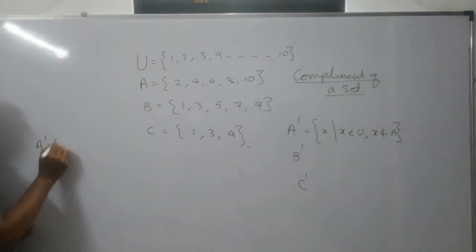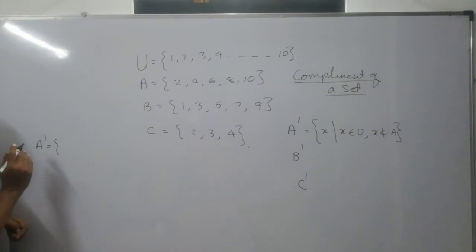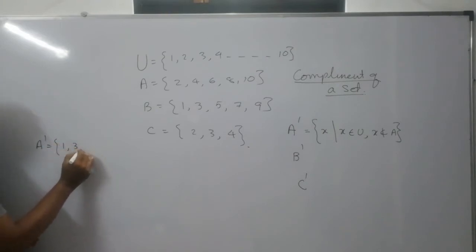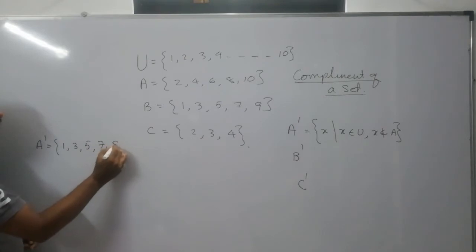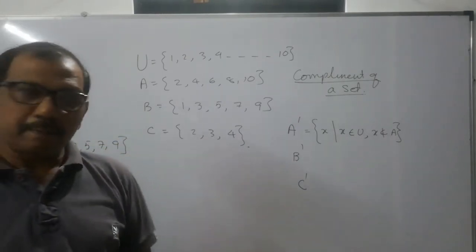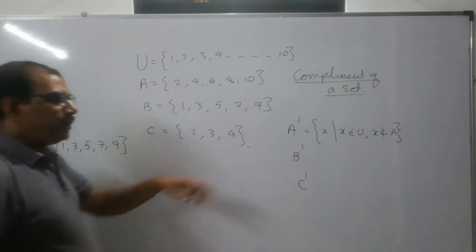So A complement will be 2, 4, 6, 8, 10 को छोड़ के, it will be 1, 2, sorry, A complement, 2, 4 छोड़ के, so it will be 1, 3, 5, 7, 9. Agreed? समझ में आया? Now what about B complement?